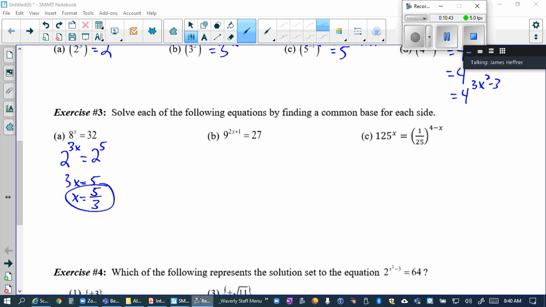Okay, so why don't you guys take a crack at B and C over here, right? Find a common base for each of them. And once you get a common base, just set the exponents equal and solve them like you did in kindergarten. Okay, I'll give you a couple of minutes.